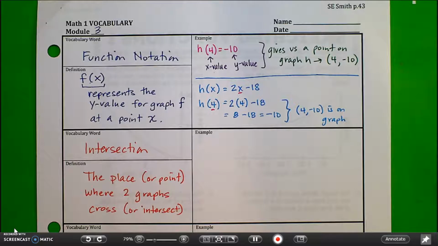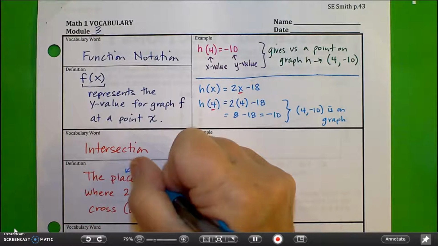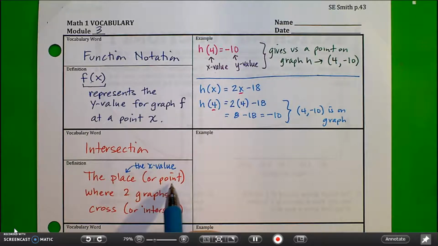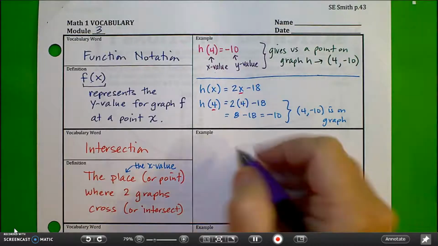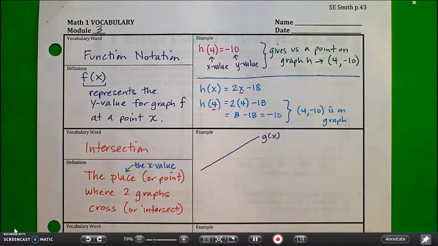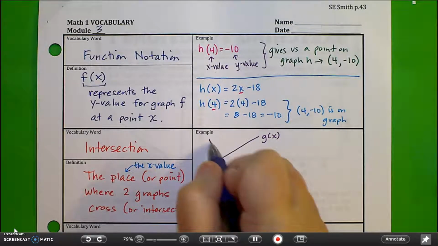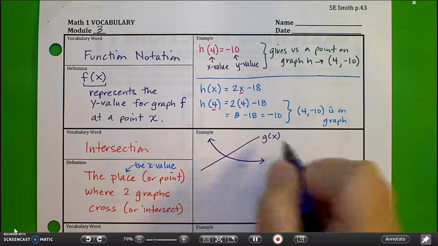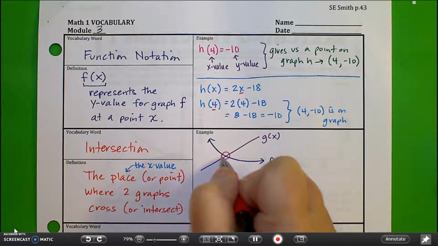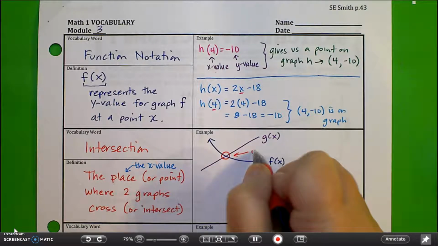And when we're talking about the place, we usually, at a minimum, want to report the x value. Sometimes you can report the entire point, ordered pair, but at least the x value. So we'll take an example here. Let's say we have a line that's labeled as g of x, and we have a curve on our graph that's labeled f of x, and they intersect, and you can actually visually see right here is the intersection point.